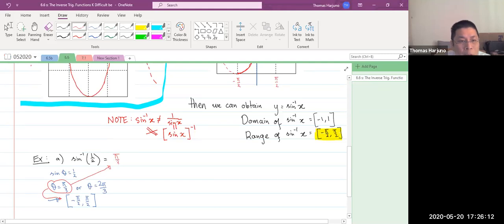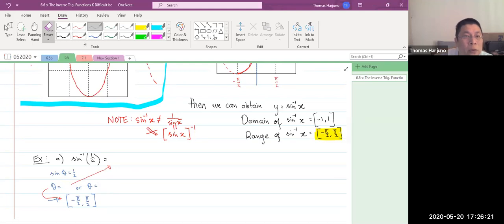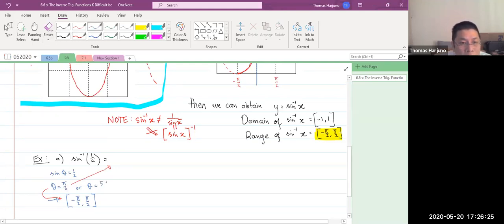What am I doing? Pi over 6, my bad. So this is pi over 6 and 5 pi over 6. So the answer here is only pi over 6. Okay? Remember the restricted domain. Remember the restricted range. Remember the restriction.